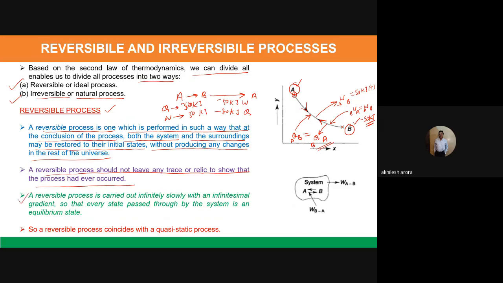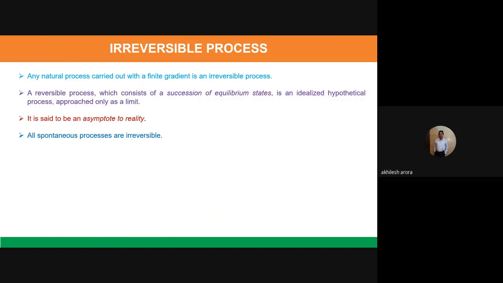A reversible process is carried out infinitely slowly with an infinitesimal gradient so that every state passed through by the system is an equilibrium state. So a reversible process coincides with a quasi-static process. Okay, so this is what is known as the reversible process. Now, what is an irreversible process? Any natural process carried out with a finite gradient is an irreversible process.